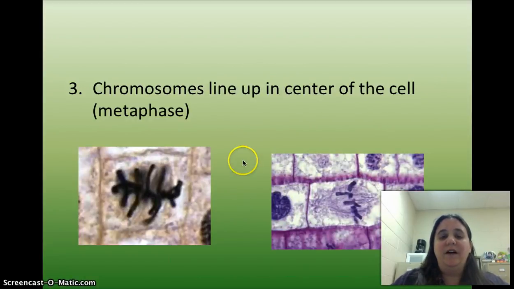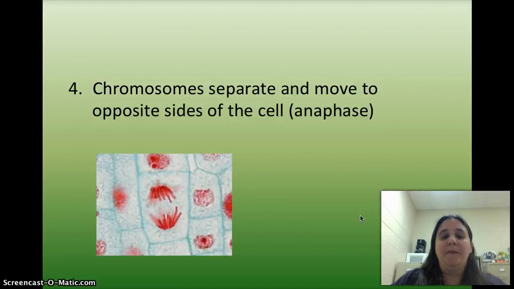After that membrane dissolves, those chromosomes that we said were coiled DNA are going to line up in the middle of the cell. It kind of doesn't look like a very organized lineup, but the cell knows what it's doing and they are lined up. And we're going to call that metaphase. During the next stage of mitosis, the chromosomes will separate, because remember, we had DNA and we had its copy, so we need to separate those two from each other, and they're going to start to move to opposite sides of the cell. We call this anaphase.